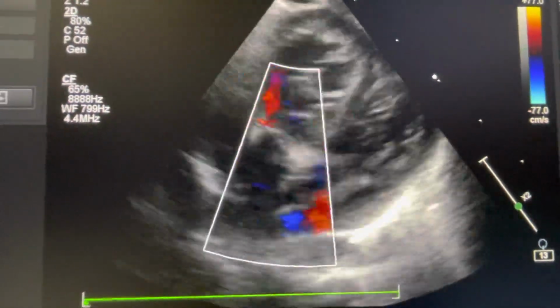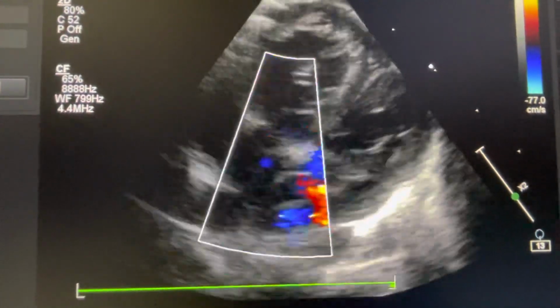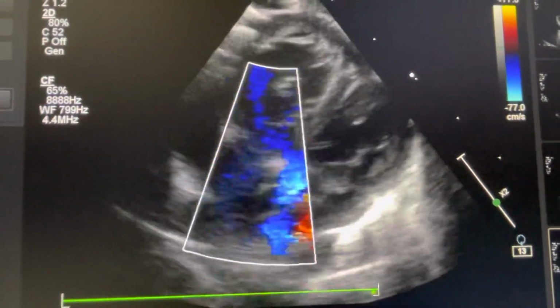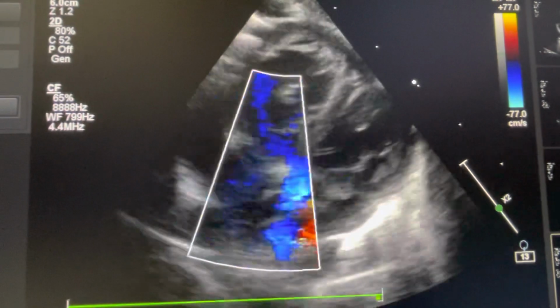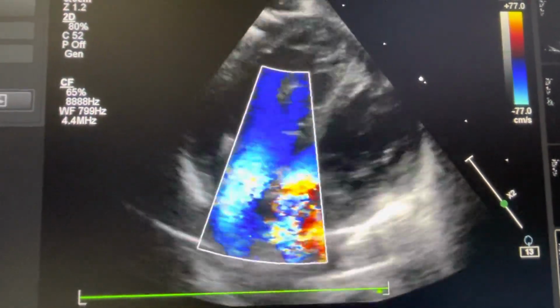right ventricle to aorta and left ventricle to pulmonary artery, that is ventriculo-arterial discordance. So VA discordance. RV to aorta, and LV to pulmonary artery.